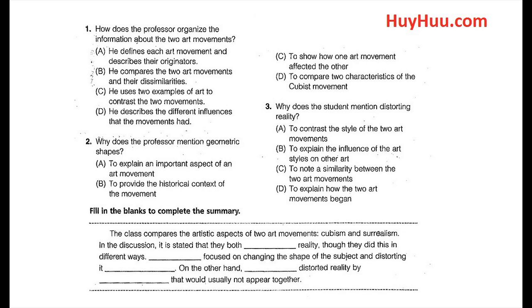1. How does the professor organize the information about the two art movements? 2. Why does the professor mention geometric shapes? 3. Why does the student mention distorting reality?